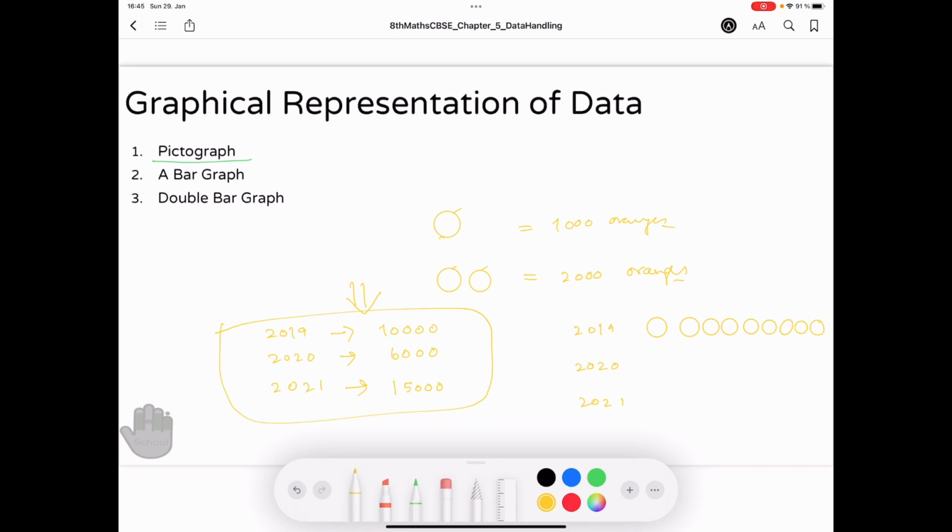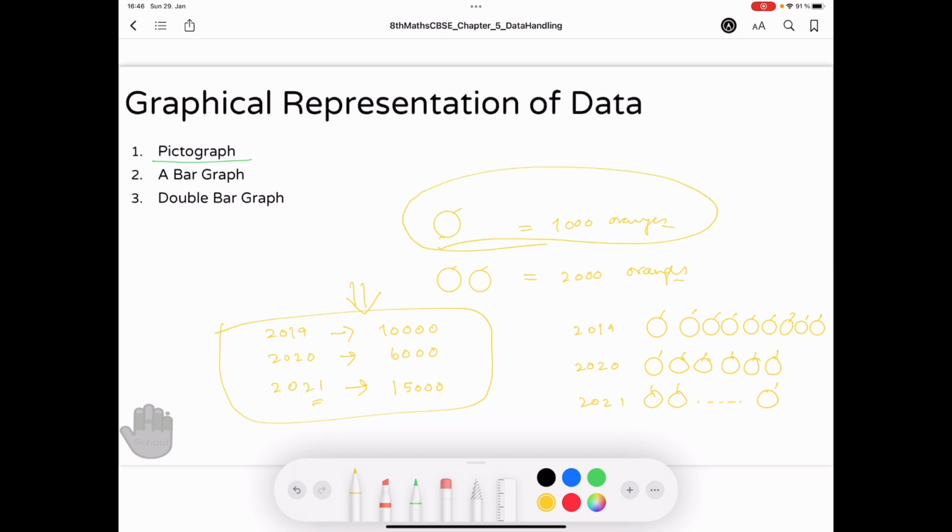9, 10. Okay, now in the year 2020 we had 6, so we'll make them 6. Something like this. Okay, and in the year 2021 we are having 15,000, so we'll make 15 such oranges.